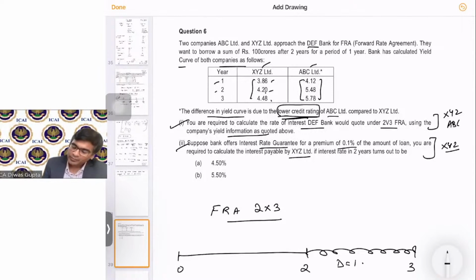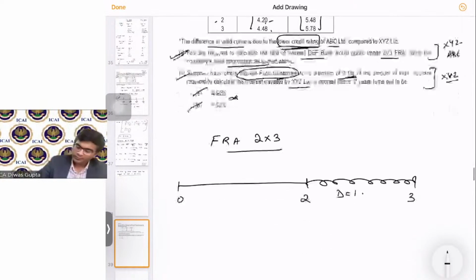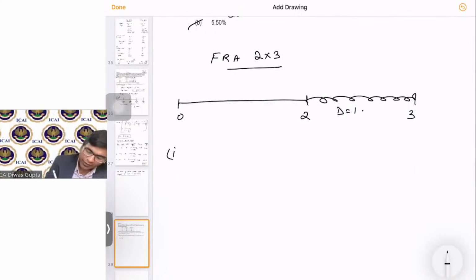It is saying that whatever rate comes under FRA 2/3, you take as a strike rate, and on that interest rate guarantee is given, correct? Because interest rate guarantee would be given on the same price. And the premium charge is 0.1%. You are required to calculate the interest payable by XYZ if the interest rate in 2 years turns out to be this or this. Simple. Let's tackle one by one. Let's start with the flow of question.